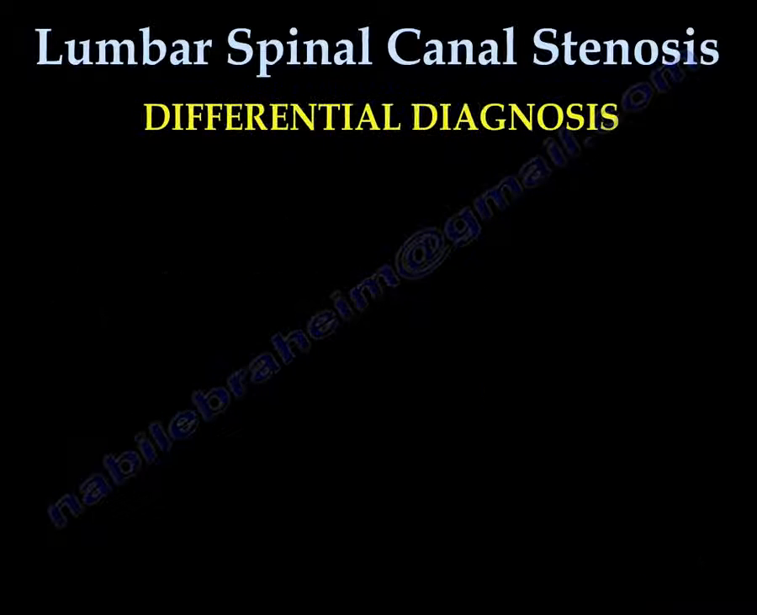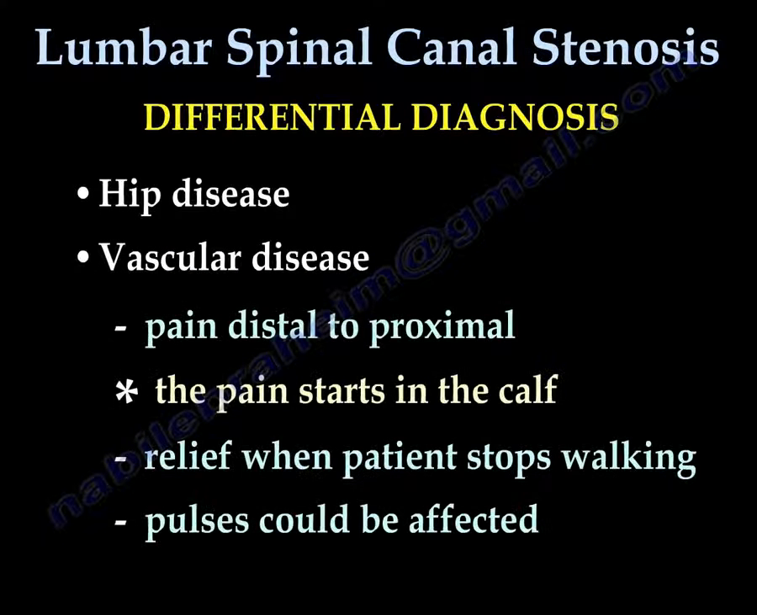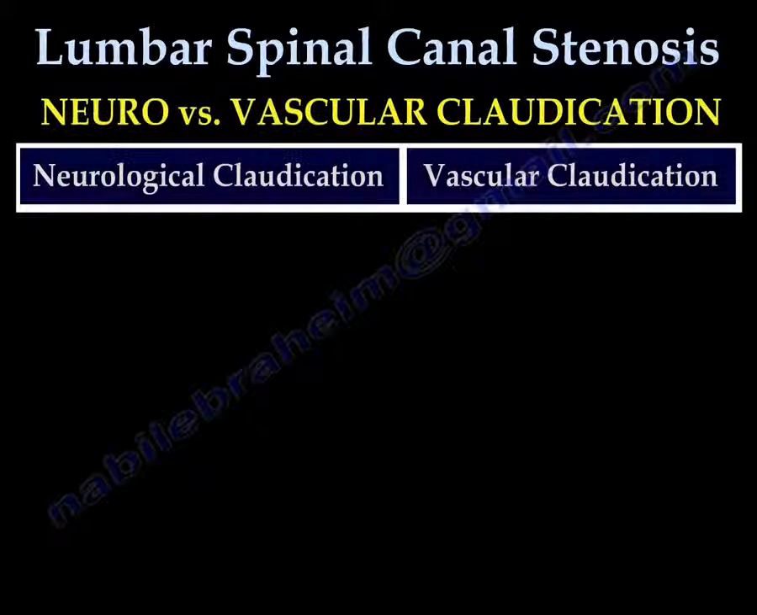Lumbar spinal canal stenosis. Differential diagnosis. It's either a hip disease or a vascular disease. When there is a vascular disease, the pain starts distal to proximal. The pain starts in the calf or in the leg. The pain is relieved when the patient stops walking, and when you examine the pulses, you find they are either reduced or absent. The neuro versus the vascular claudication is important.